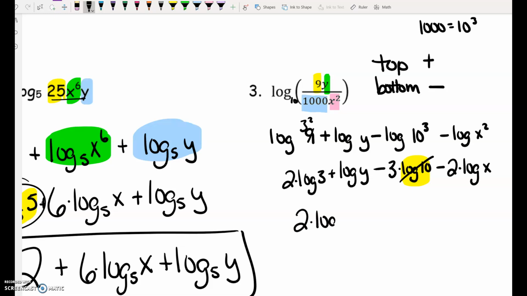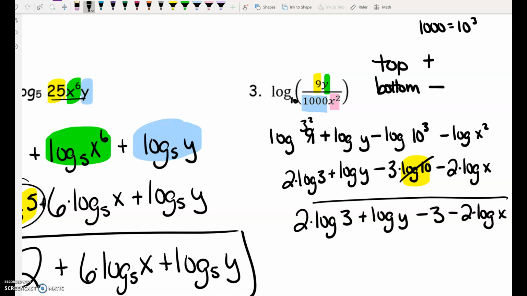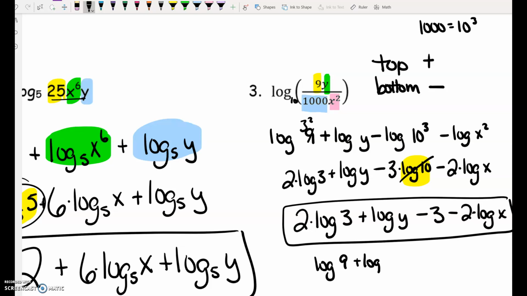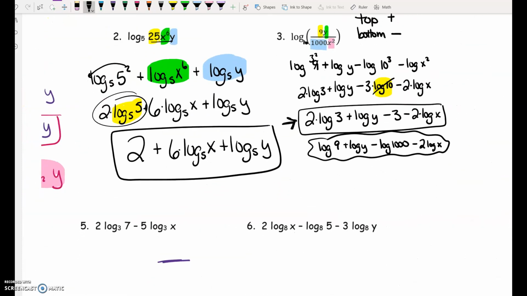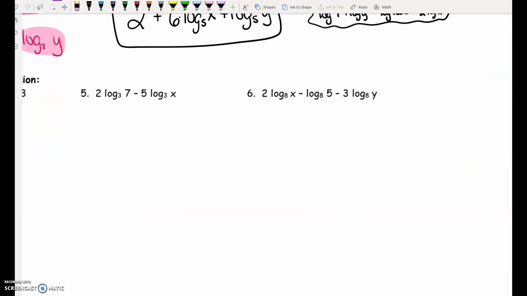So we have 2 times the log of 3 plus the log of y minus 3 minus 2 times the log of x. Now, if I gave you this one on a test or a quiz, I would accept log of 9 plus log of y minus the log of 1,000 minus 2 times the log of x. So I would accept this answer on a test or a quiz, but your book is going to count this one as the correct answer. So just keep that in mind, that sometimes there's a few extra steps, and I'll give you a couple extra examples to look at.